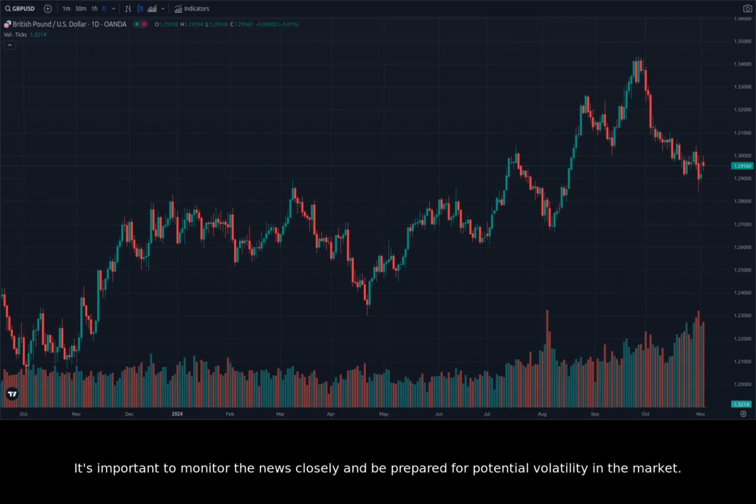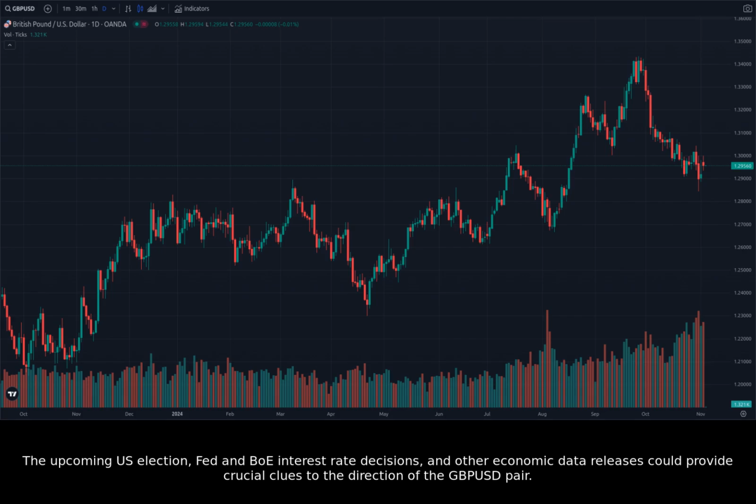It's important to monitor the news closely and be prepared for potential volatility in the market. The upcoming U.S. election, Fed and BOE interest rate decisions, and other economic data releases could provide crucial clues to the direction of the GBPUSD pair.